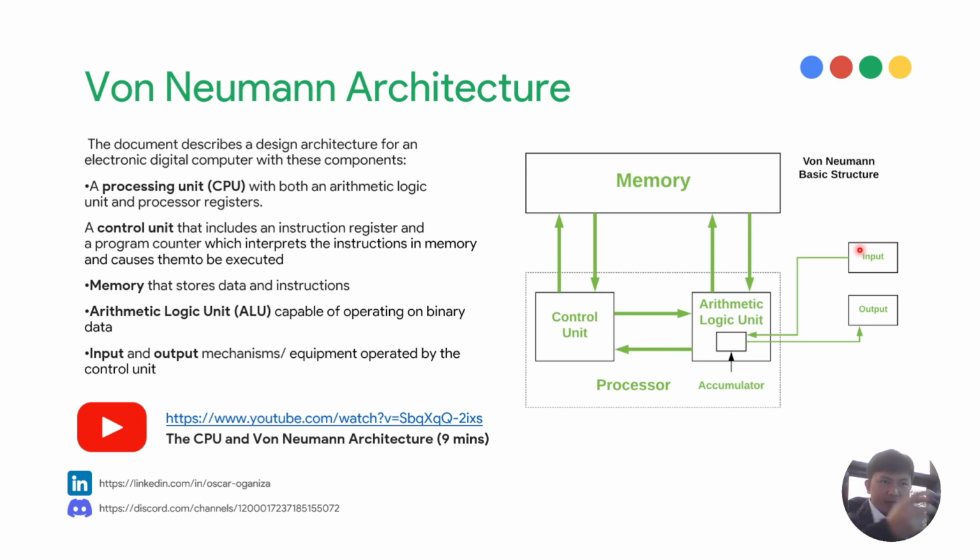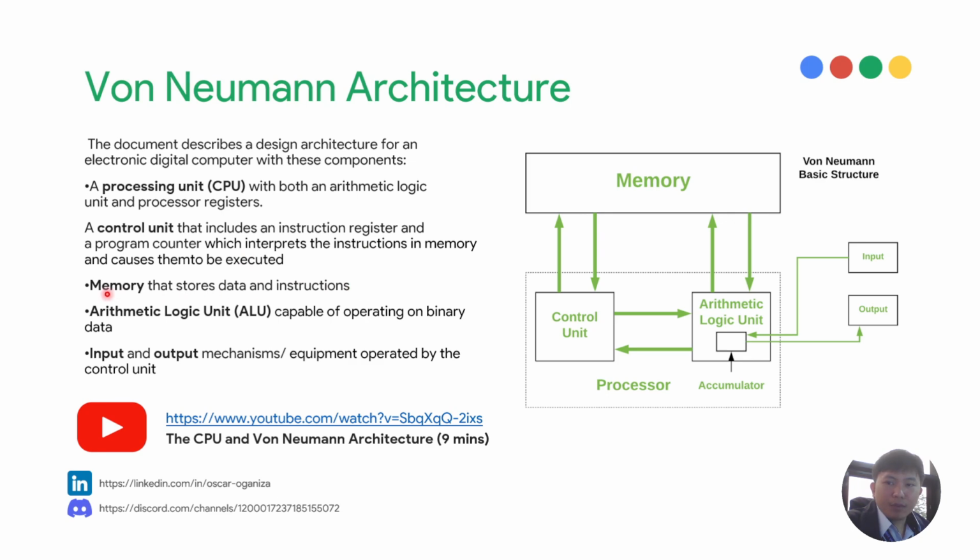So again, the von Neumann architecture. The document describes the design architecture for an electronic digital computer with these components. The CPU, the processing unit, the processor. We also have here the control unit. The control unit includes an instruction register and a program counter, which interprets the instructions in memory and causes them to be executed. Ito yung control unit mo.